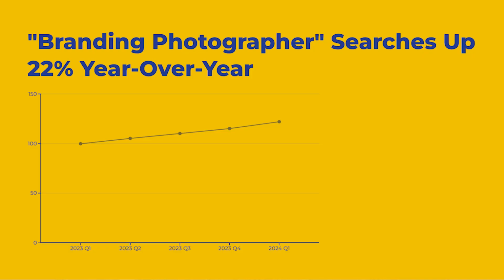Google Trends data shows a 22% year-over-year increase in searches for branding photographer in major US metro areas during 2024. That is a demand signal worth paying attention to if you are considering commercial work. Replace the template's generic market size figures with search volume trends specific to your niche and location.